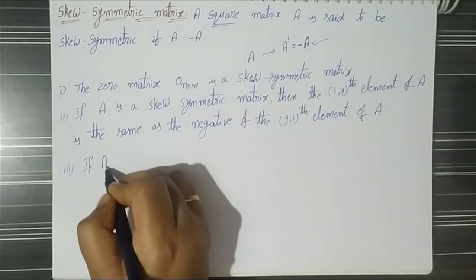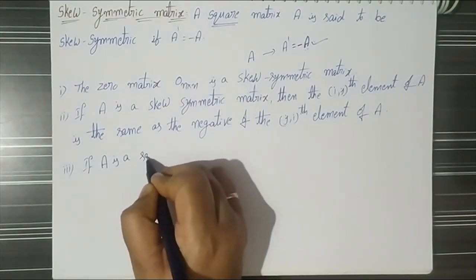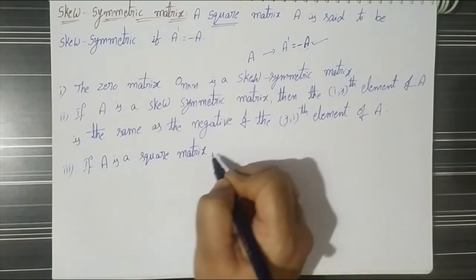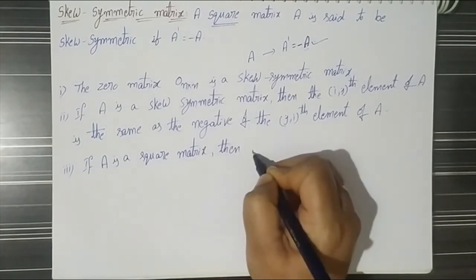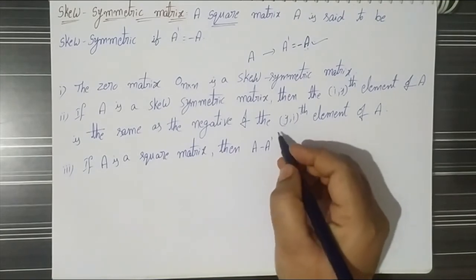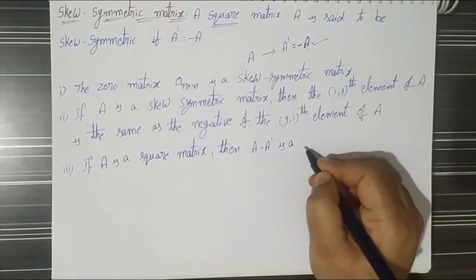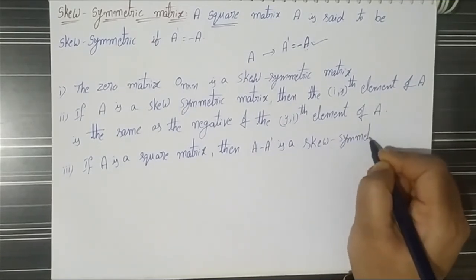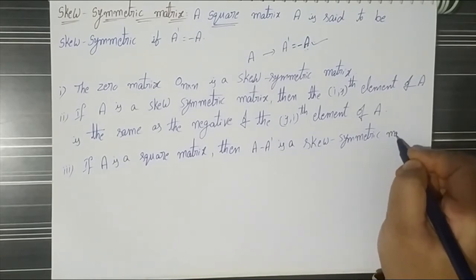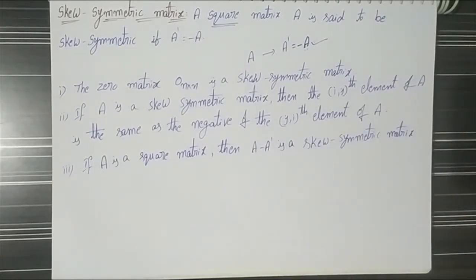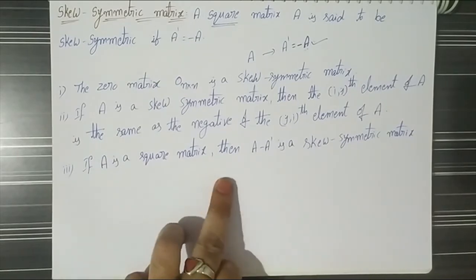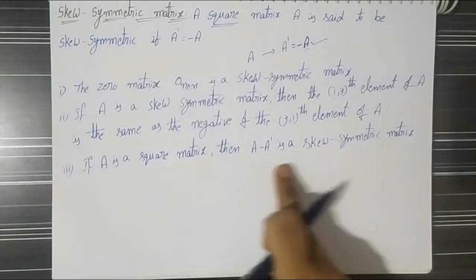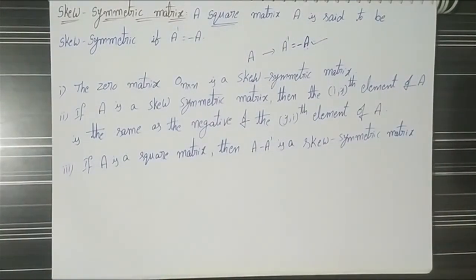The third point is, if A is a square matrix, then A minus A dash is a skew symmetric matrix. If A is a square matrix, A plus A dash is a symmetric matrix. Here, A minus A dash is a skew symmetric matrix.